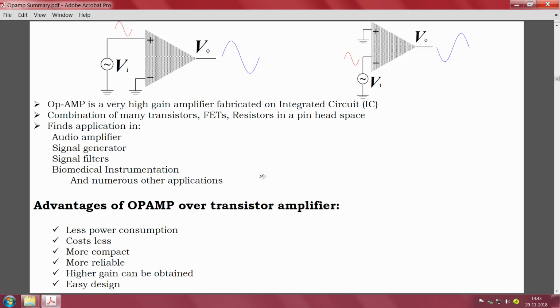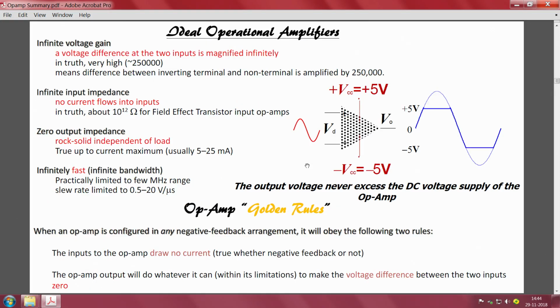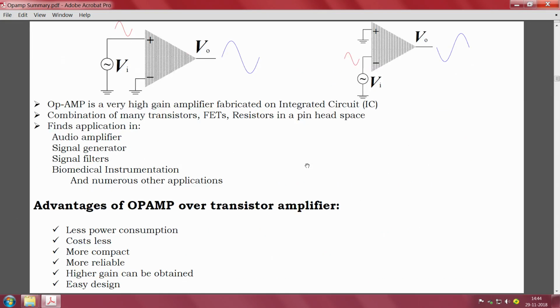Alright. We have to understand the advantage of the op amp over the transistor amplifier, that is, why we have to go for an operational amplifier over a transistor amplifier. The operational amplifier has many advantages such as low power consumption, low cost, it is more compact, more reliable, has higher gain, and it is easy to design. These are the advantages of the operational amplifier over the transistor amplifier. So, let us understand, till now for this module, the advantages of operational amplifiers over transistors.